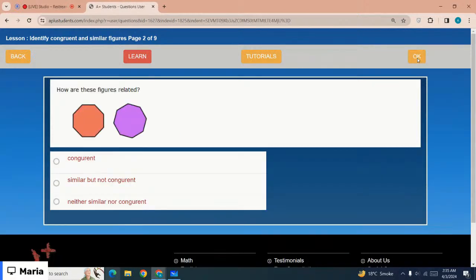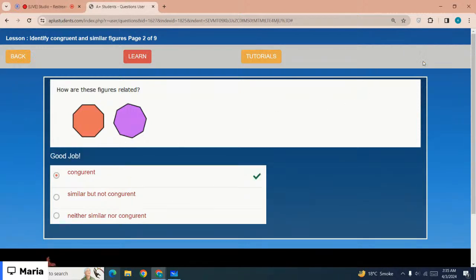Okay, are these two figures related? 1, 2, 3, 4, 5, 6, 7, 8. They have exactly the same size and the shape is also exactly the same, right? That means they are congruent. The correct option is congruent, they are.